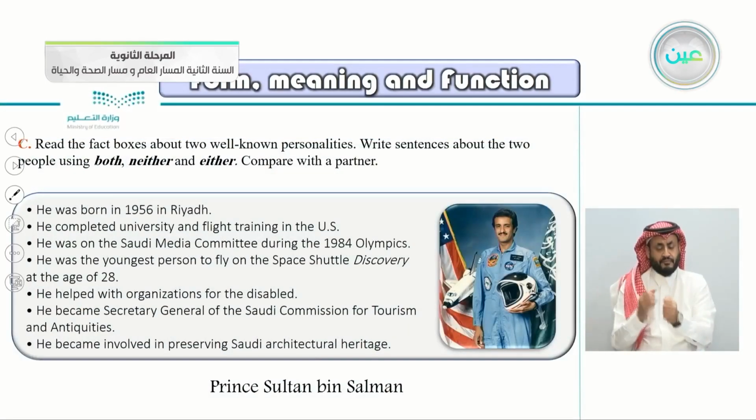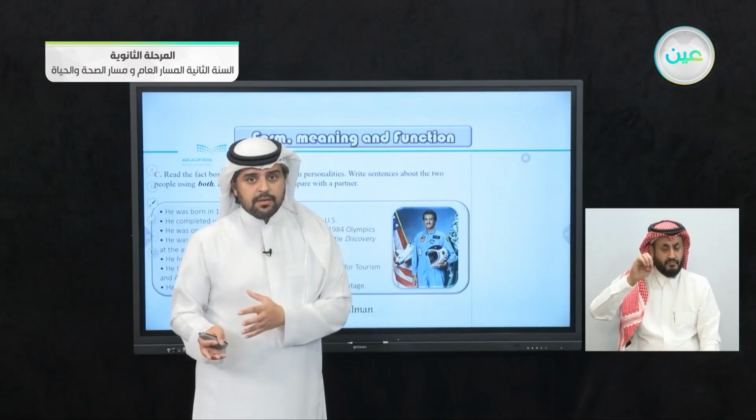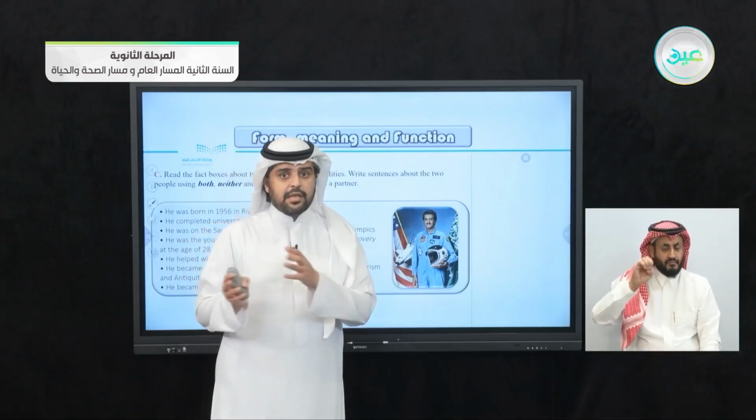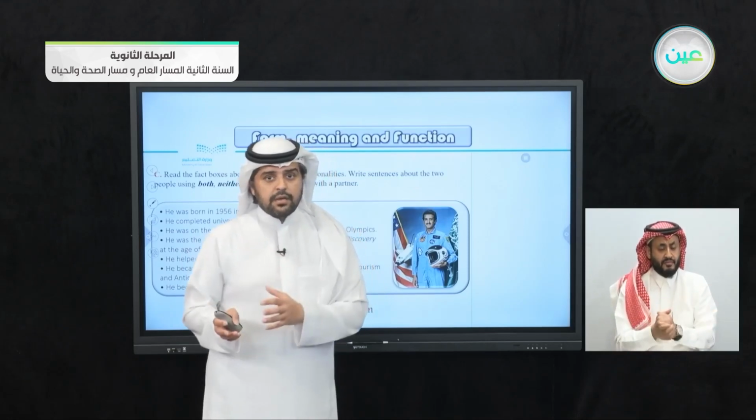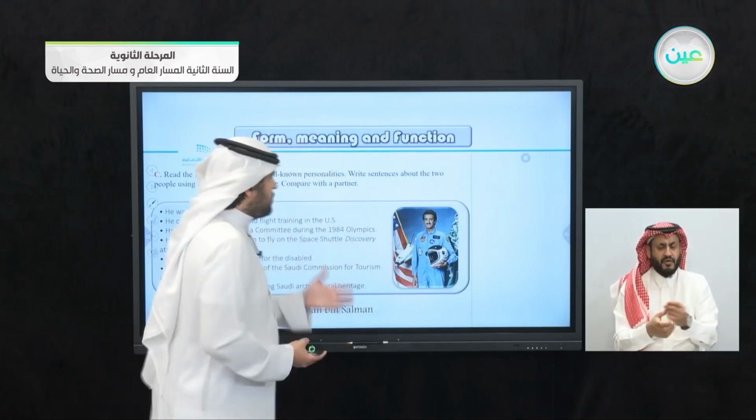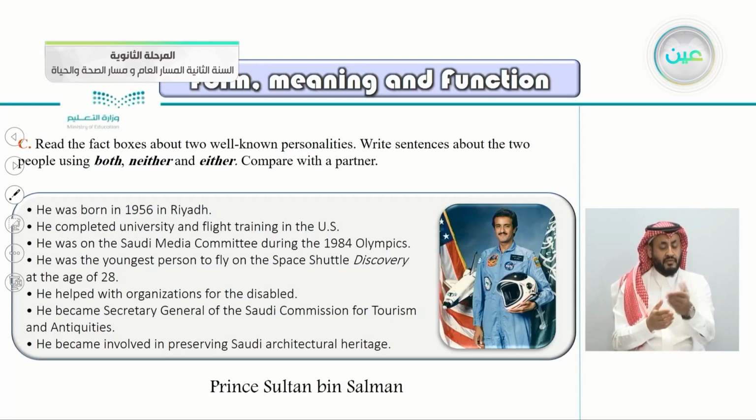Exercise C here: read the fact boxes about two well-known personalities. Write sentences about the two people using both, neither, and either. So we'll be writing about these two people, Prince Sultan bin Salman and Majid Abdullah, using what we studied today, of course, neither, both, or either. Compare with a partner.